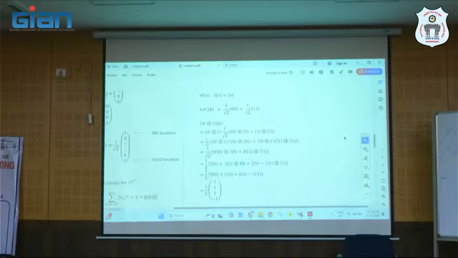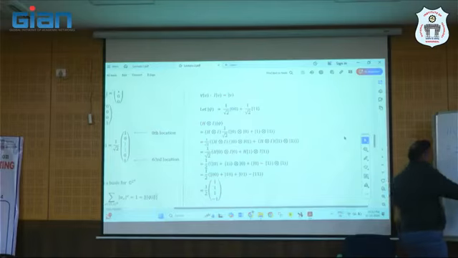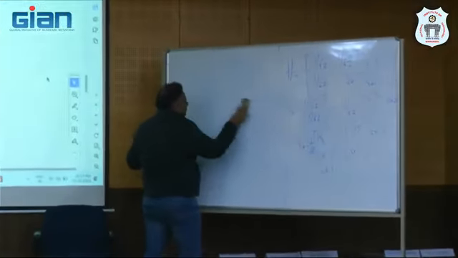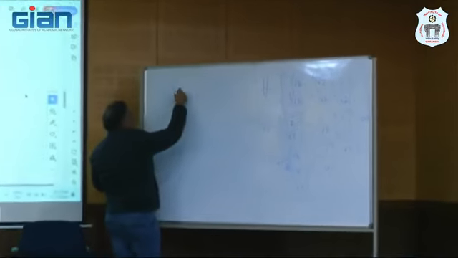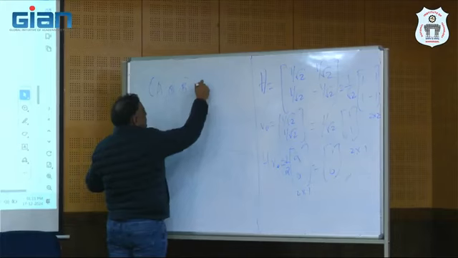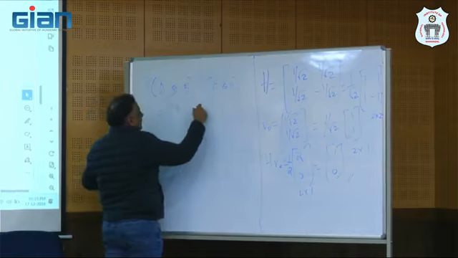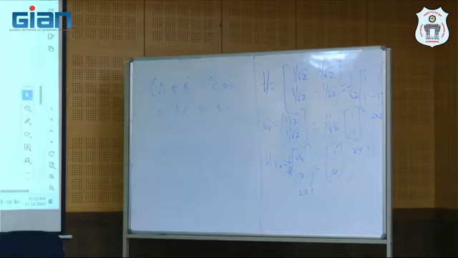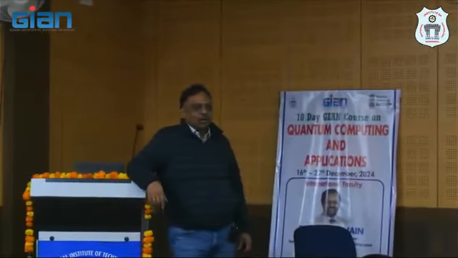See, this is that property. A tensor B times C tensor D is the same as A times C tensor B times D. Correct? Okay? Any questions?